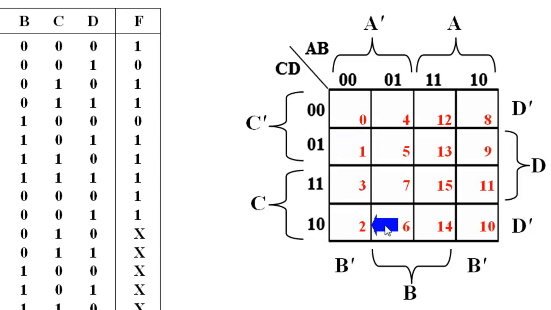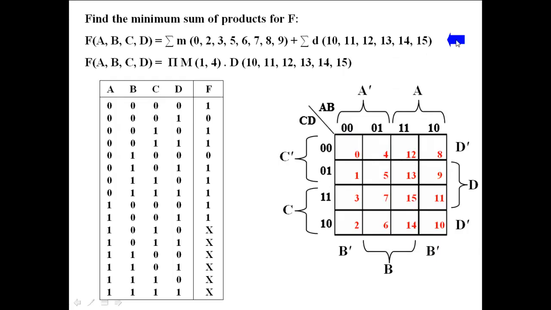We can follow this sequence when we fill the Karnaugh map: 0, 1, 2, 3, 4, 5, 6, 7, 8, 9, 10, 11, 12, 13, 14, and 15. We can use any one of these three forms to fill the Karnaugh map.